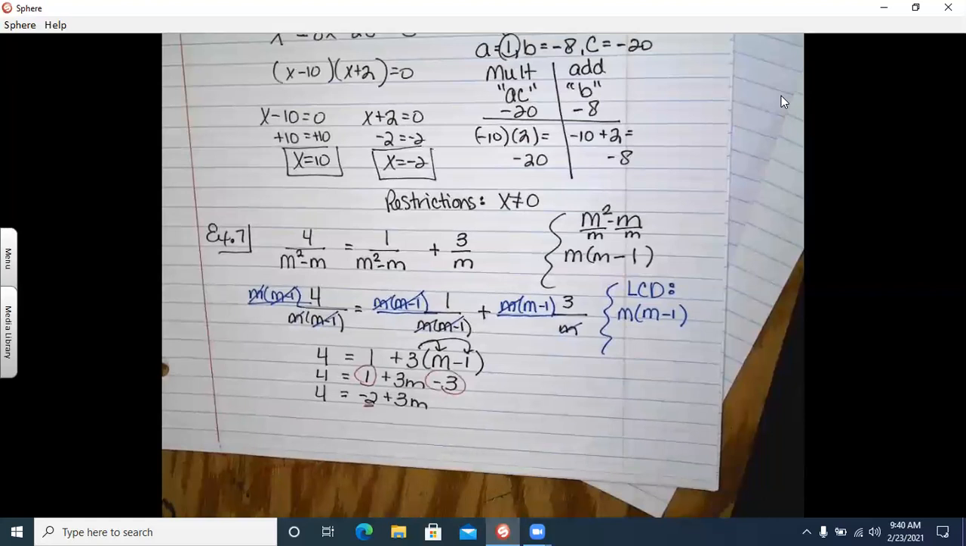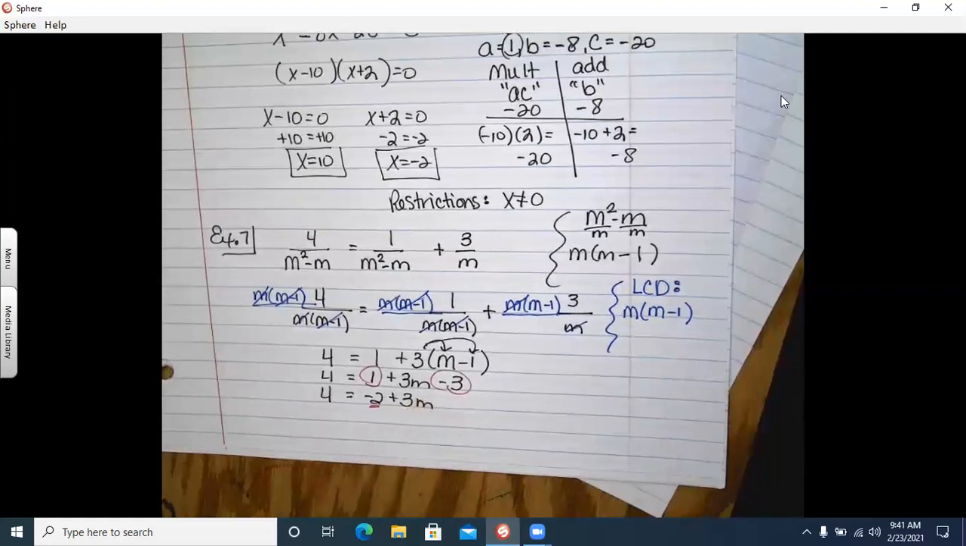I want to solve for m. I could move it, but I'm going to cause myself an extra step. I want to get m by itself, so I don't want to bring this over here or put more stuff with m. I want to move things away from m. Add 2 to both sides.